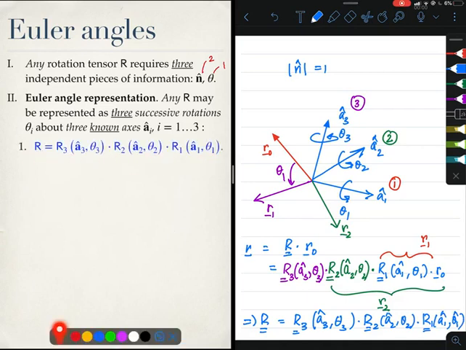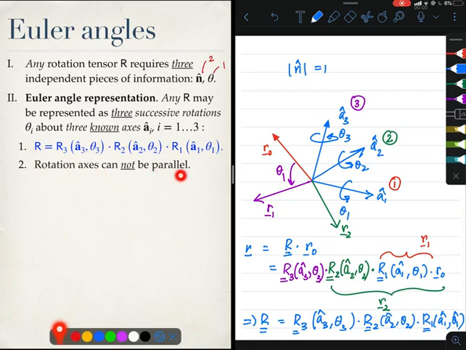Okay. So the Euler angle representation is only claiming that I can pick three known axes, and about these three known axes I have to rotate by three amounts theta i successively. First do 1, then 2, then 3, and you can express the rotation tensor in this form.